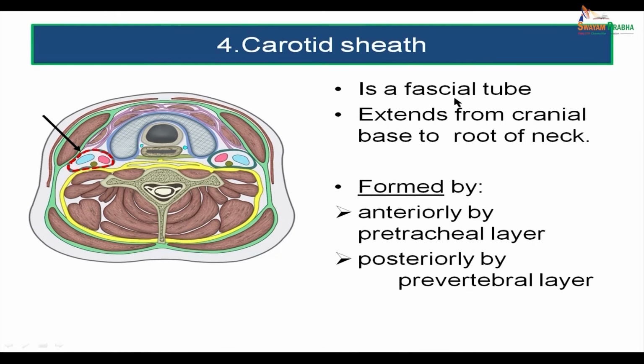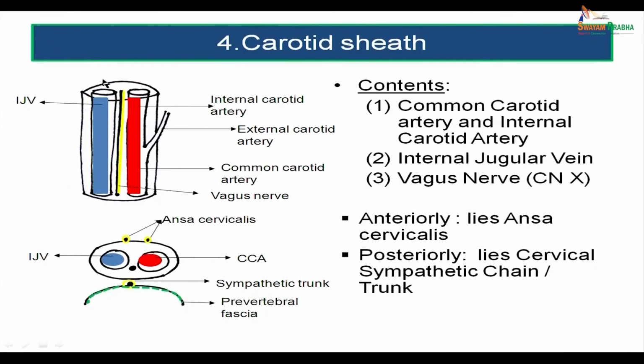It is a fascial tube which extends from the base of skull to the root of the neck. It is formed anteriorly by the pre-tracheal fascia and posteriorly from the pre-vertebral fascia. If we look at a vertical drawing, this is how we can draw it. It is like a tube extending from the base of skull to the root of the neck and it has three contents.